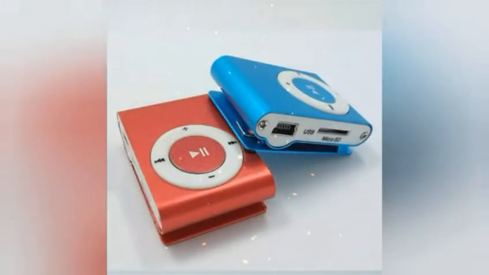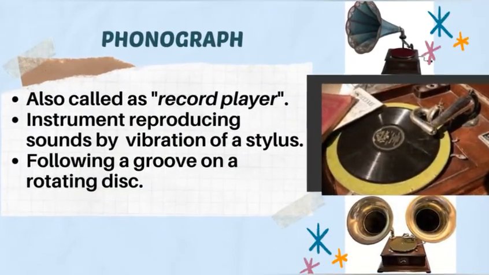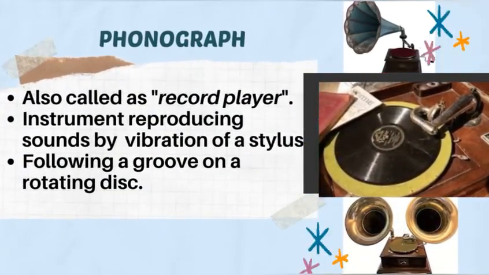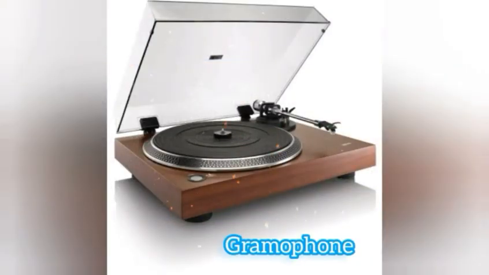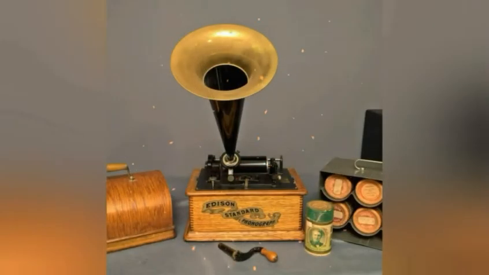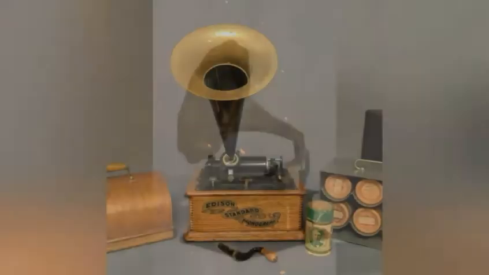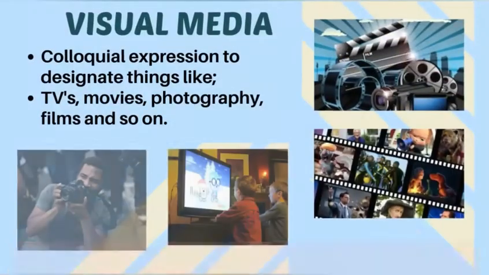And the last type is phonograph. It is a device for the mechanical recording and reproduction of sound. In its later forms, it is also called a gramophone. Phonograph is also known as a record player. It is an instrument for reproducing sounds by means of vibration of a stylus or needle, following a groove on a rotating disc. So let's move forward to visual media.